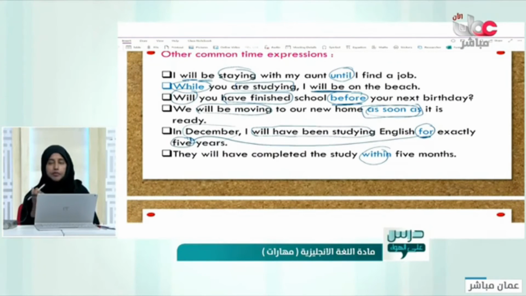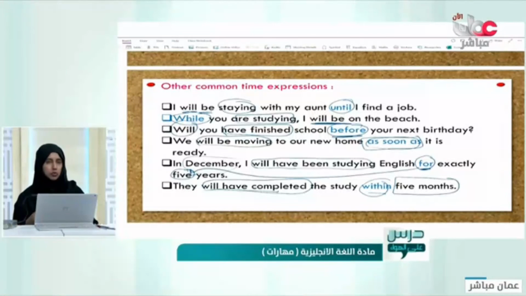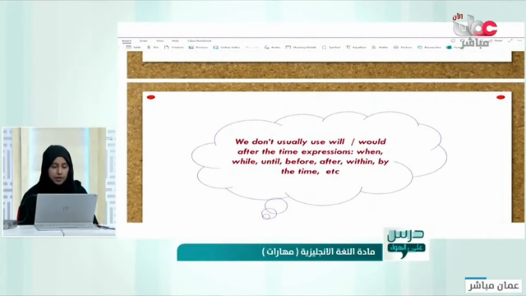They will have completed the study within 5 months. Within: here they will finish in about 5 months. So again, will have completed. What do we have here? Future perfect. Because, as we said, in future perfect we talk about actions that didn't complete until today, but in the future they will be completed. So they will have completed within 5 months. They have to wait for 5 months. Do you understand? You can use them when you want to write and sometimes when you speak. It's very important in speaking and writing skills. Sometimes you can find them in sentences to understand the sentences very clearly.